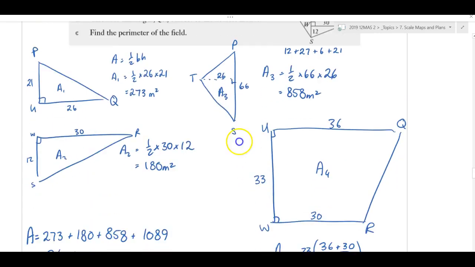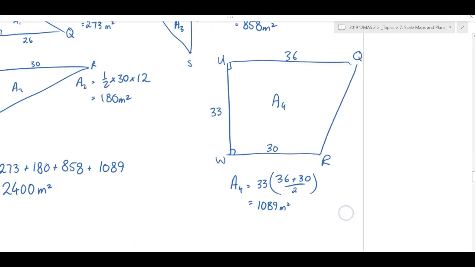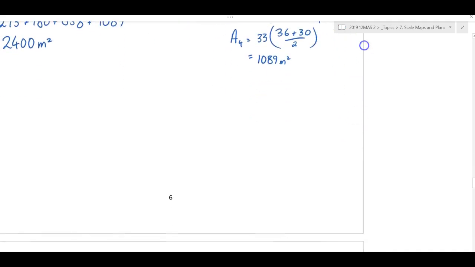B, calculate the length of QR correct to the nearest meter. Now, fortunately, I've got a nice diagram here. What I'm going to do is dissect this into a right angle triangle and a rectangle. That means I can transfer that 33 over to here. And this 36, I'm actually going to rub that out. I'm going to say I've got 30 here to here, and 6 here to here. So now that gives me a right angle triangle, 6 and 33.